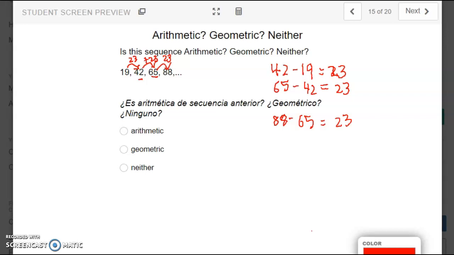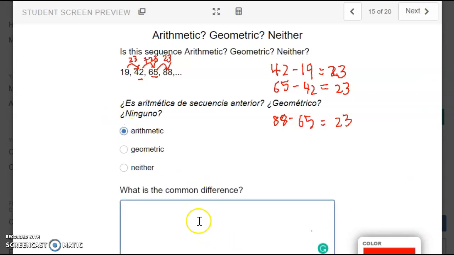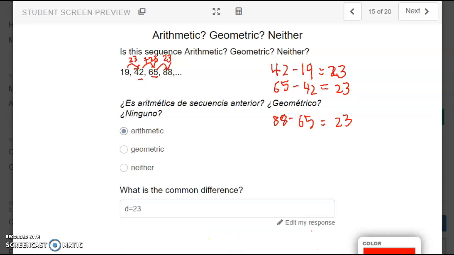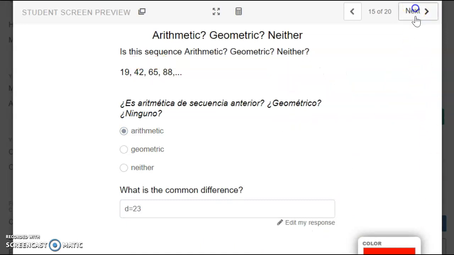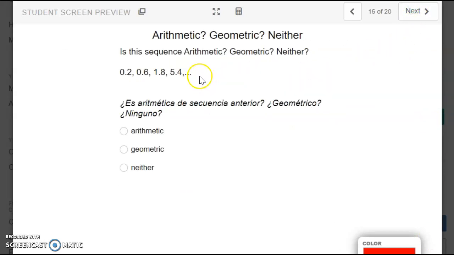So I am going to click arithmetic here. And what is the common difference? The common difference is, so I can write D equals 23. Then I'm going to submit, and then I am going to clear and go to the next card. Is the sequence arithmetic, geometric, or neither?